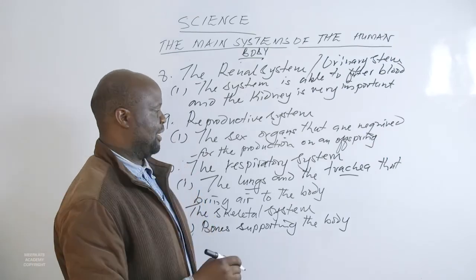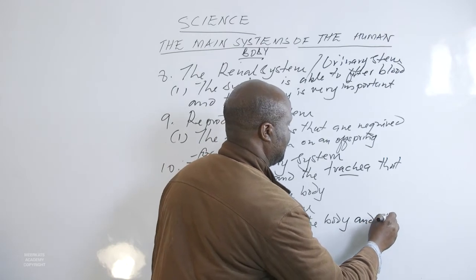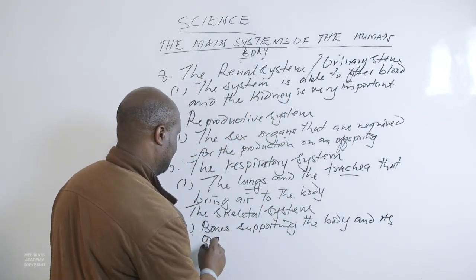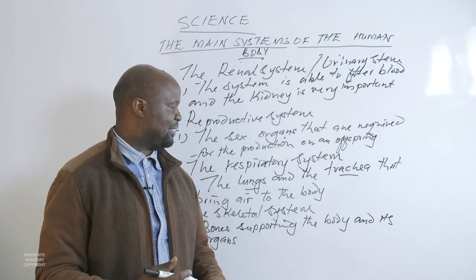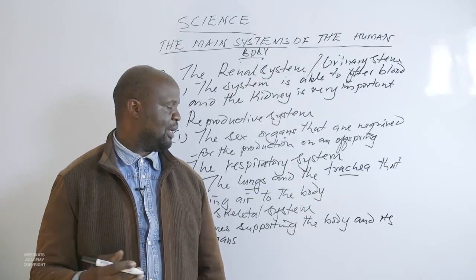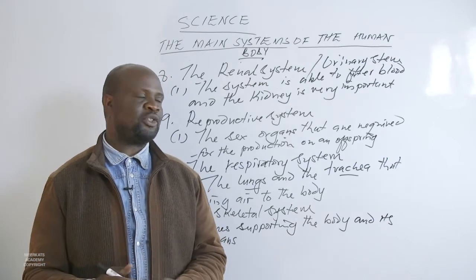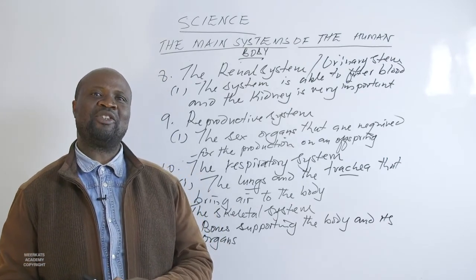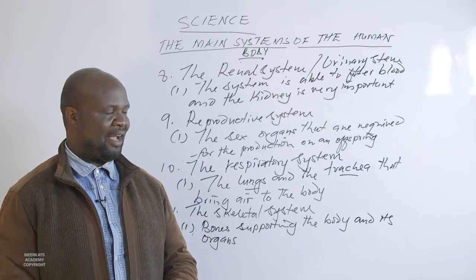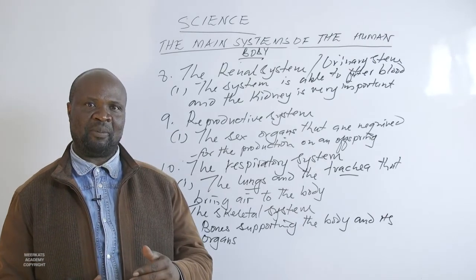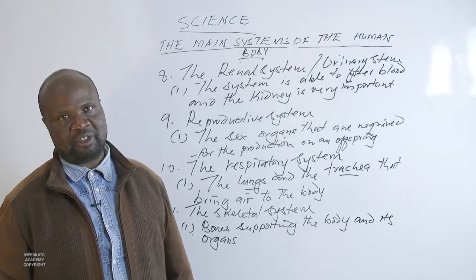Bones support the body, and when supporting the body and its organs, the body has different organs within it. These organs are supported by the bones. So the skeletal system has bones, and these bones are there to support the body to have its shape and to ensure that the organs are also supported by these bones.